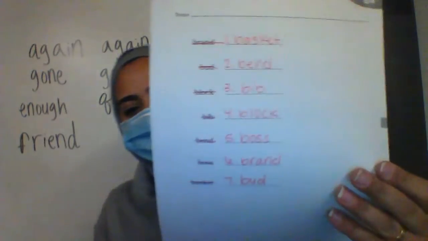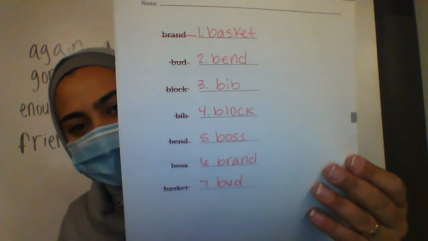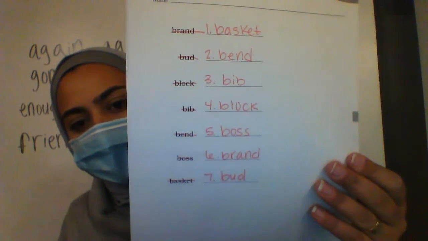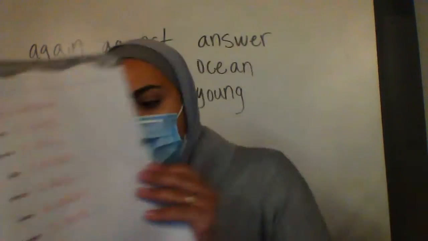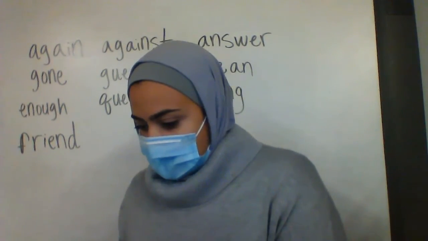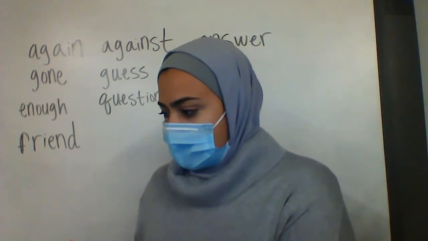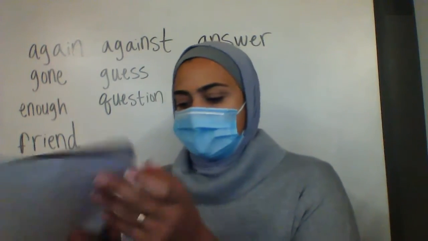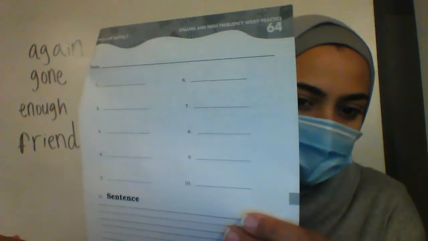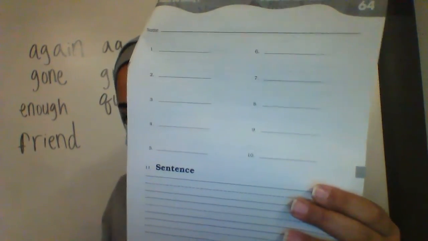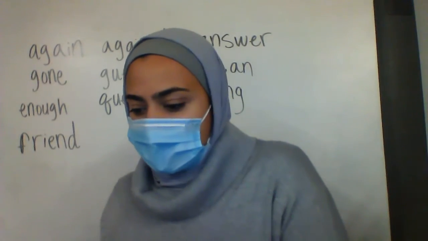So your paper should look like this. Basket, bend, bib, block, boss, brand, bud. All right. Good job. Let's go ahead and move on. Let's go to spelling high frequency word practice 64 right here where it has 10 lines. You see that? We're going to practice spelling some sight words that we have learned in the past.